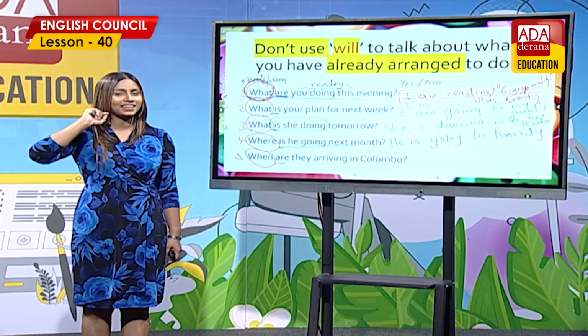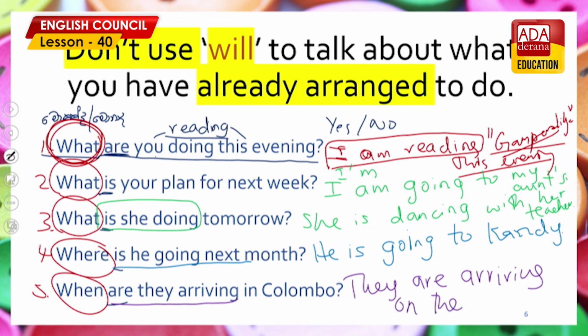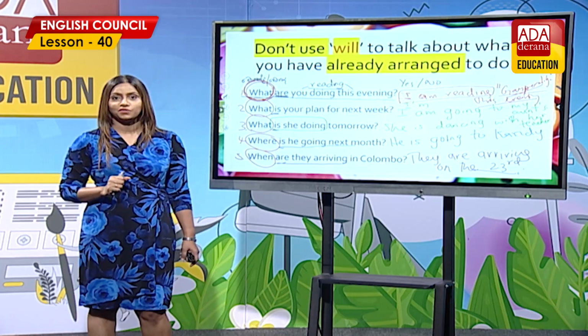Right, next one, the final question. When are they arriving in Colombo? Everything is planned. When are they arriving in Colombo? They are arriving in Colombo on the 23rd. They're arriving in Colombo on the 23rd. Now everything is planned, right? Arranged. They know how they're going to get back to Colombo and the date is fixed. They know what they're bringing, they know with whom they're coming, and they are arriving on the 23rd. Everything is arranged. They are arriving on the 23rd.